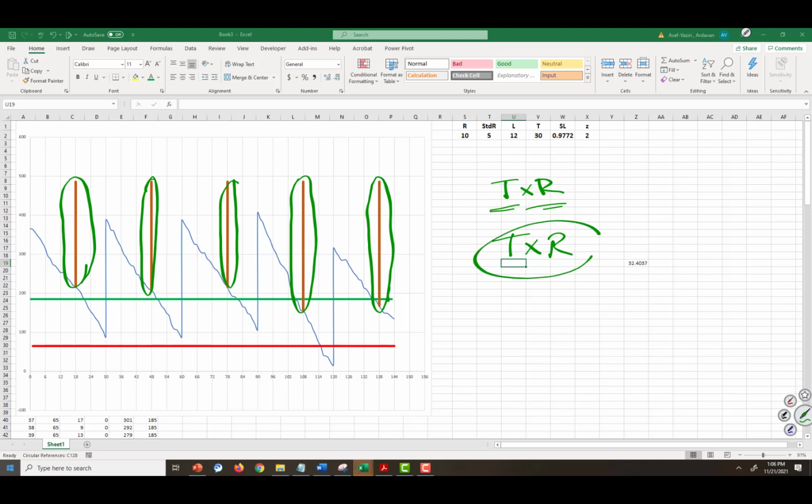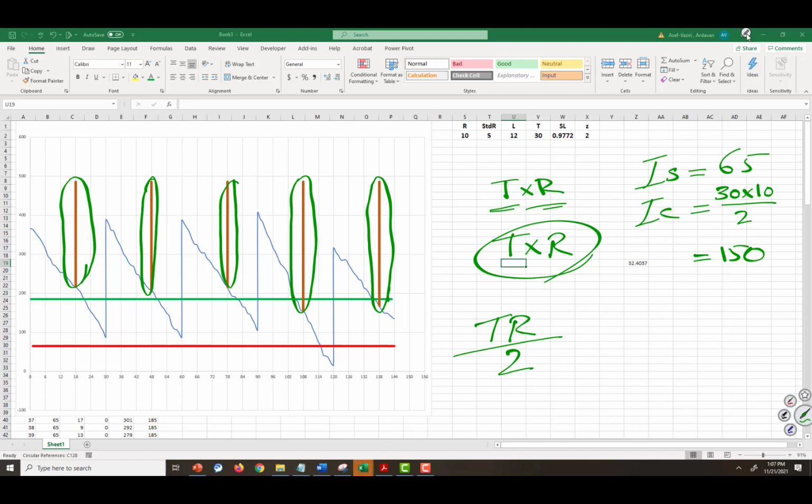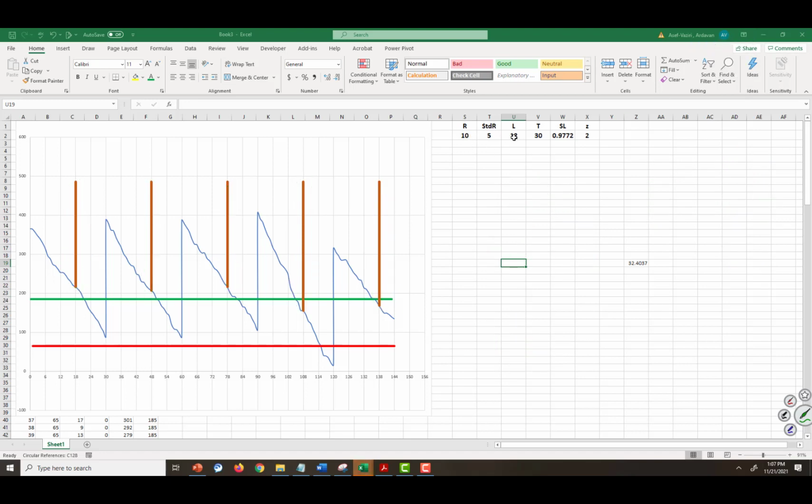So if on average I order demand during 30 days, my cycle inventory is T times R divided by 2. We found safety inventory. I safety is equal to 65 and I cycle is equal to 30 times 10 divided by 2, and that is 150. I would like you to think about this issue. Let me remove variability. Let me change this standard deviation to a very small number.